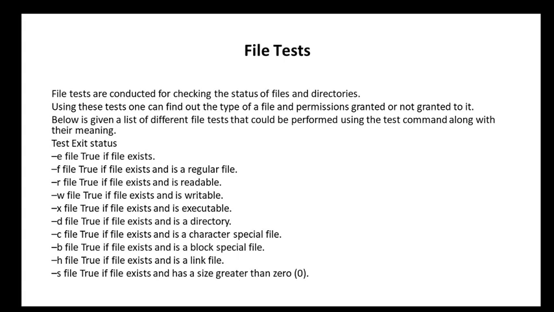D file is true if the file exists and is a directory. C file is true if the file exists and is a character special file. B file is true if the file exists and is a block special file. H file is true if the file exists and is a link file. S file is true if the file exists and has size greater than 0. So these are some of the test exit statuses of a file test.